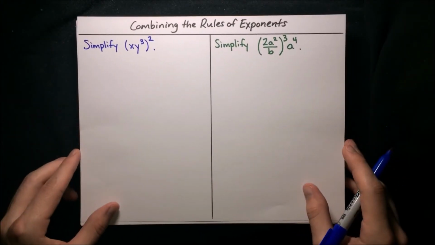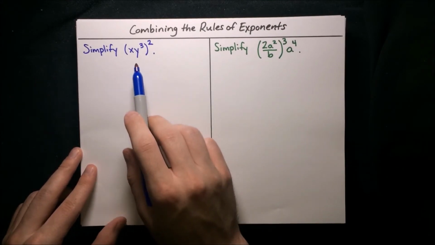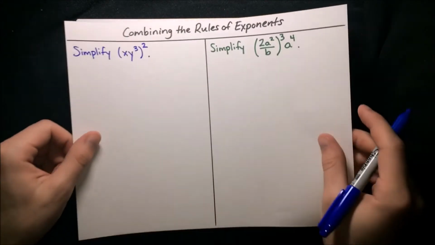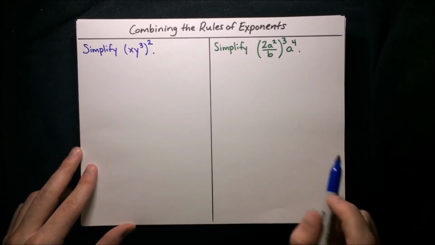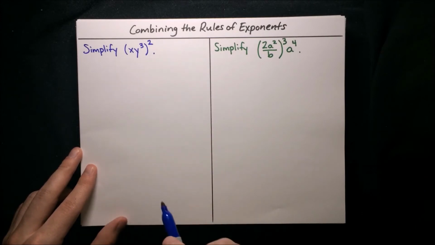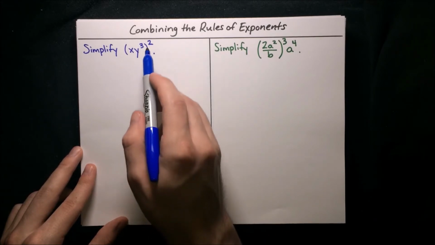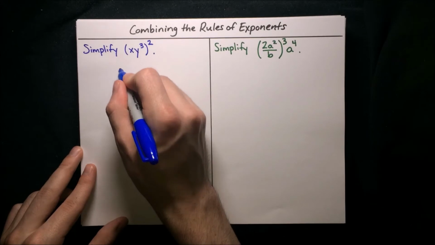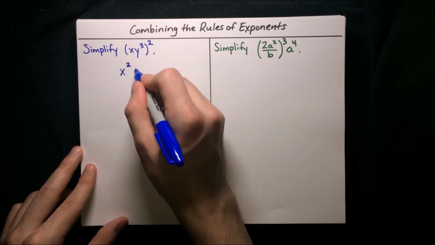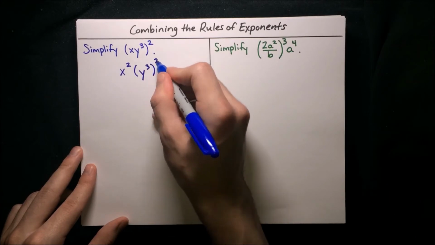Alright, so let's get into some problems. First of all, we want to simplify xy cubed, that quantity, squared. So first of all, using the power of product rule, we can just go ahead and distribute this squared over to x and y cubed. So this will become x squared times y cubed itself squared.